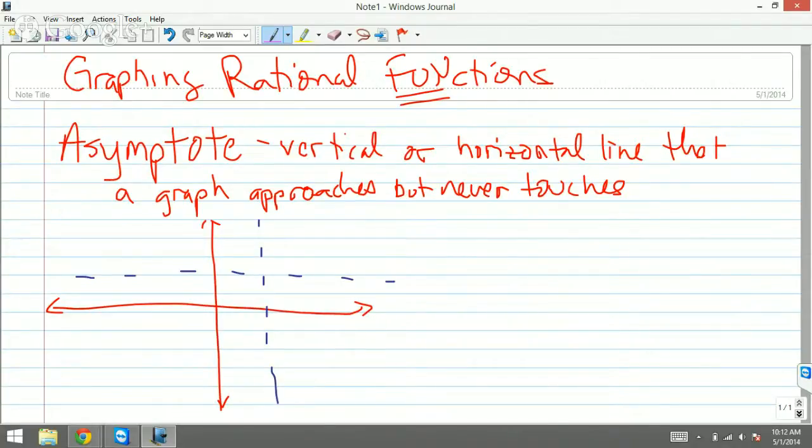Rational functions have asymptotes in them. I'll show you how to find them. It's really pretty straightforward. So this graph right here has asymptotes. So this one is vertical, right?